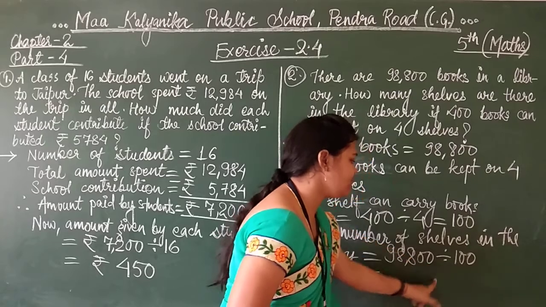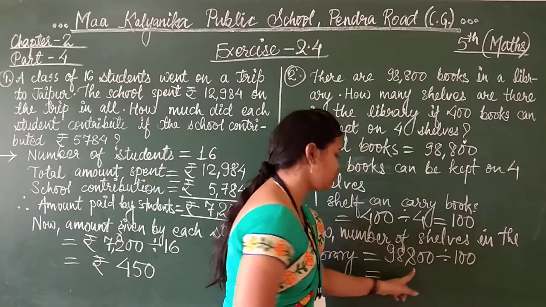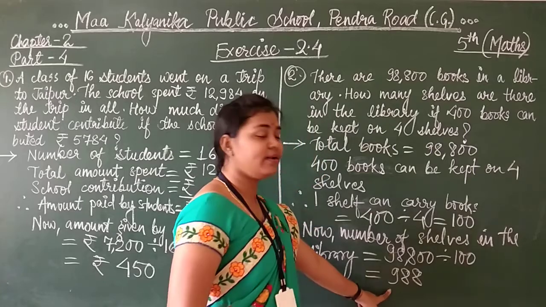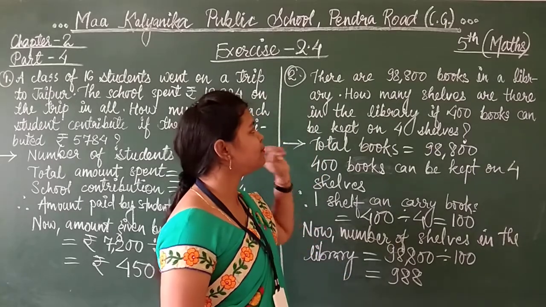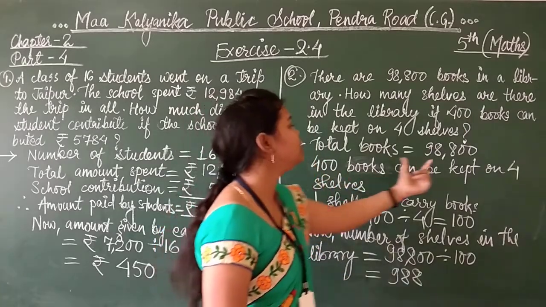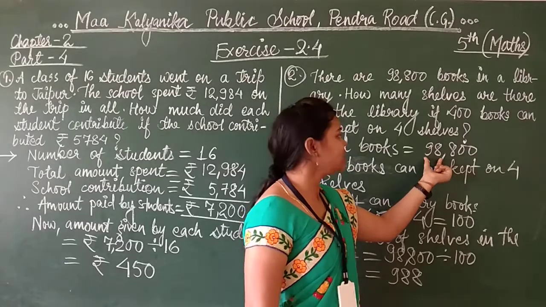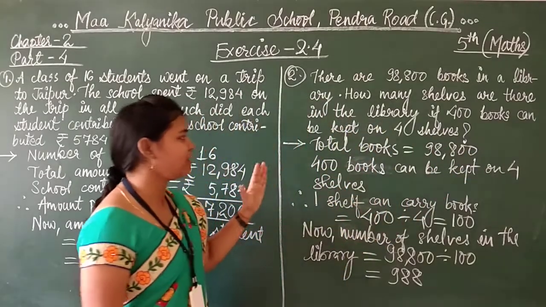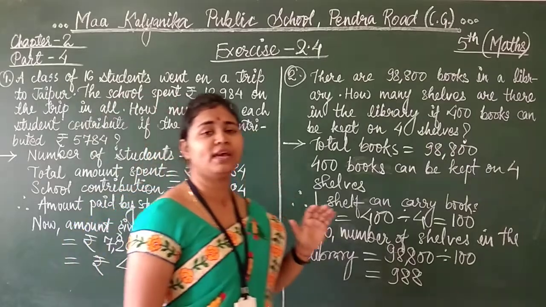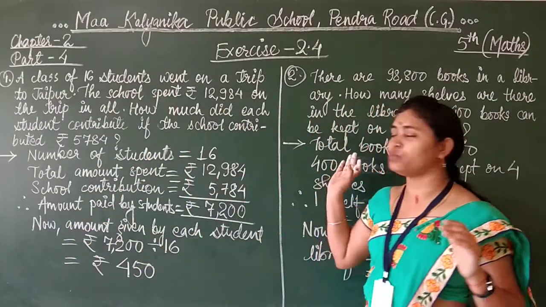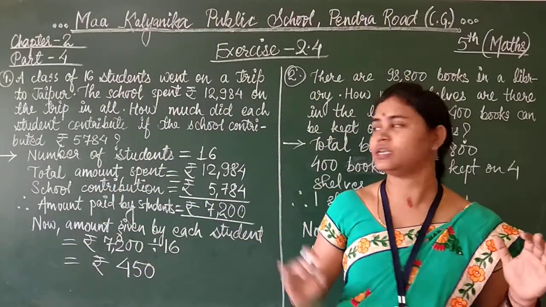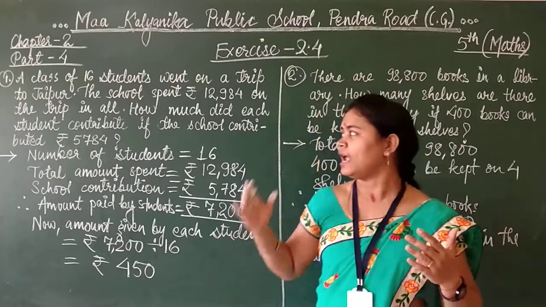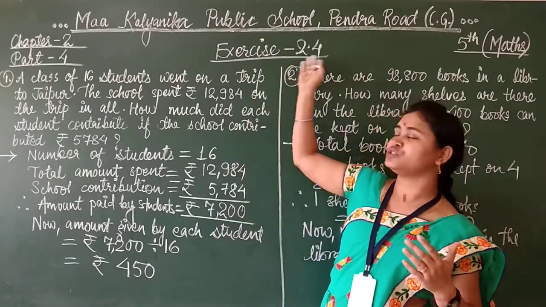So simply divided by 100, 00 will be cancelled, 988. So 988 shelves are required to keep 98,800 books. So students, I hope you have understood. So in this way we can solve question number 1 and 2, and the rest of the questions depending on this solution you can understand, and in this way you can solve exercise 2.4.